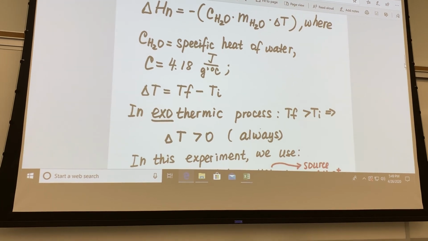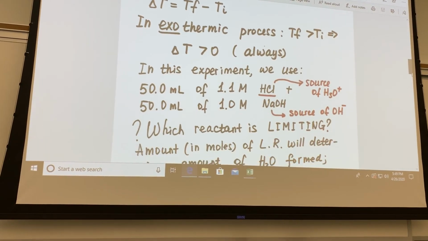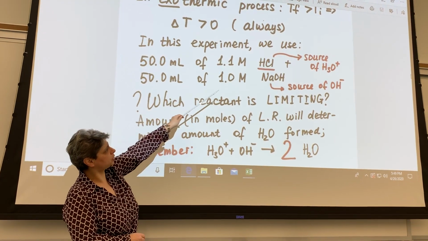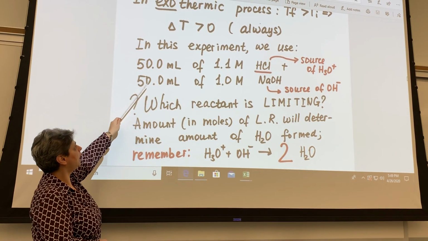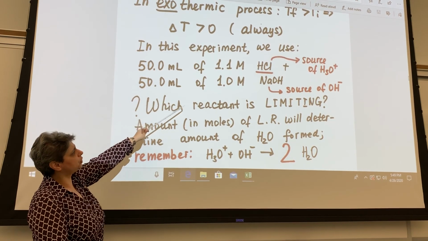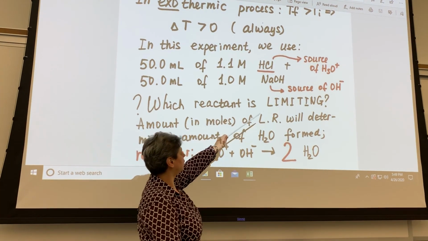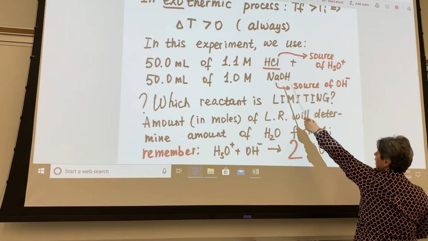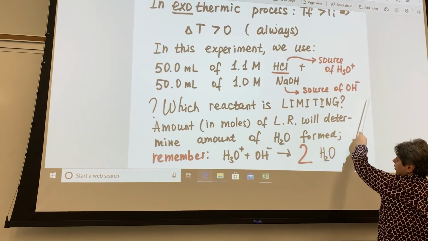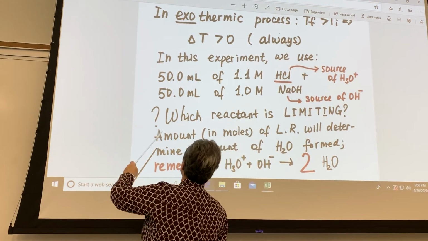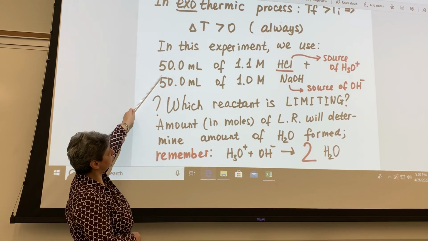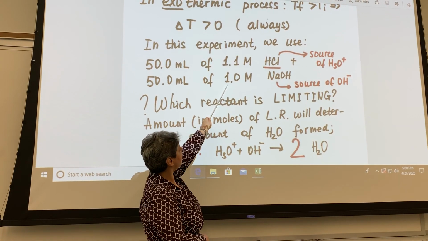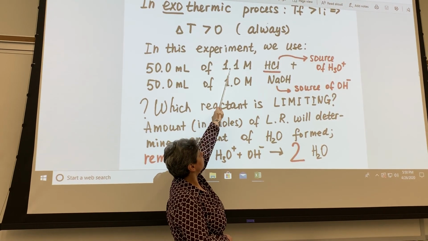Specifically for this experiment we're using two solutions. We're going to be measuring exactly 50 milliliters of 1.1 molar hydrochloric acid into one graduated cylinder, and exactly 50 milliliters of 1 molar sodium hydroxide in another. Just to review, HCl is a strong acid, generates a lot of hydronium ions in solution. Sodium hydroxide, being a strong base, generates hydroxide ion. So let's think about this. We're using the same exact volumes of two solutions, but molarities, albeit close, are not the same. This one is 1 molar, this one is 1.1 molar.